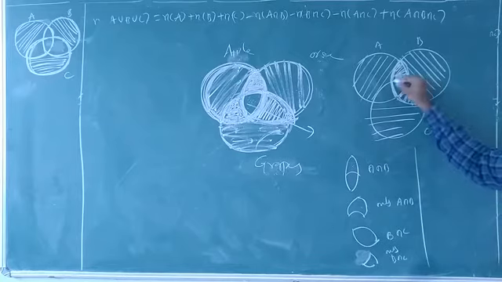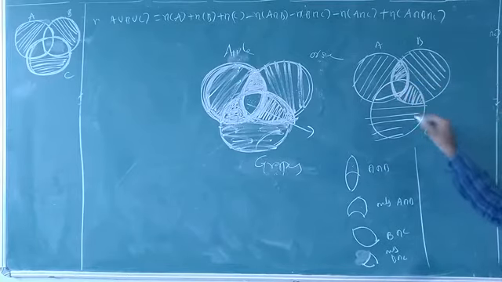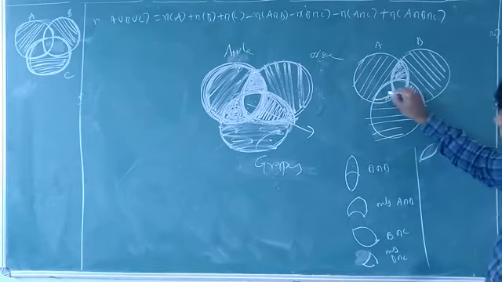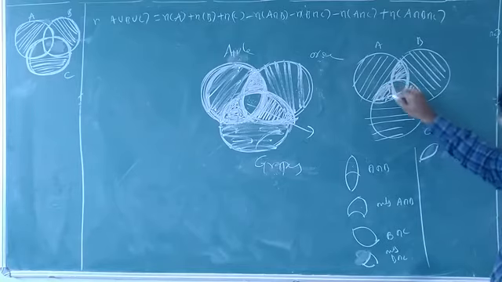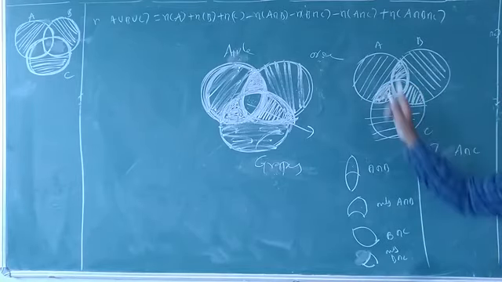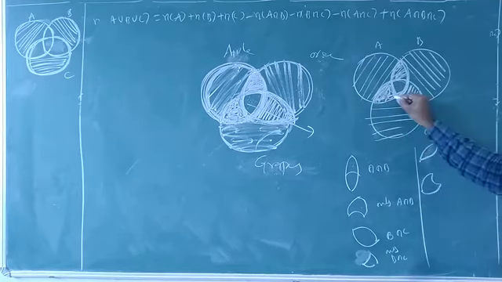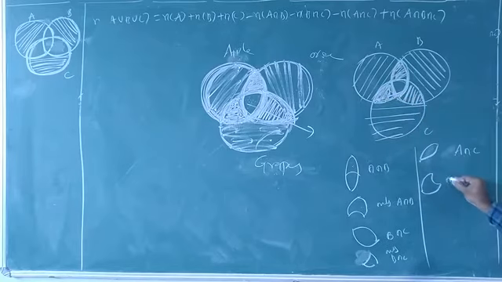Okay. Next. What about this one? A intersection C. This part, A intersection C. What about this part? Only this part. This part is only A intersection C. What is that one? This part. Right? Only A intersection C.